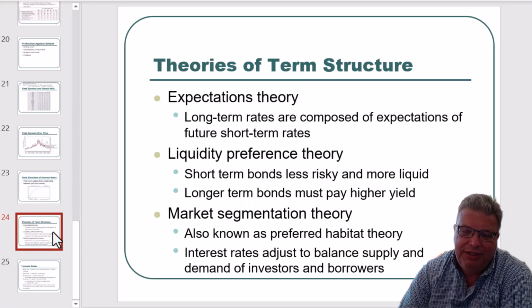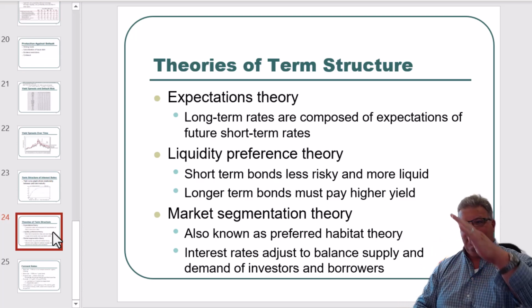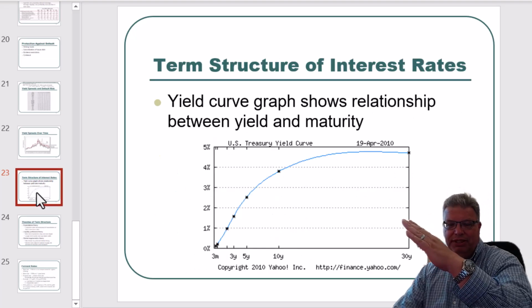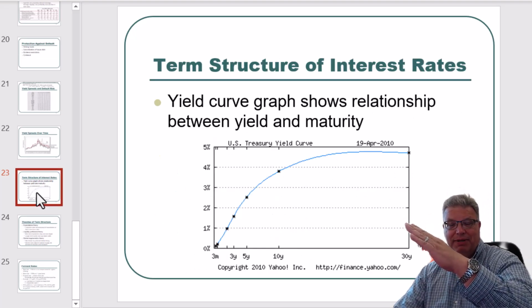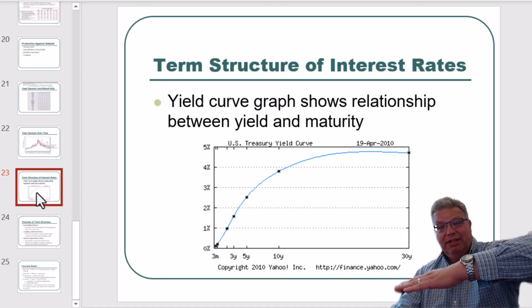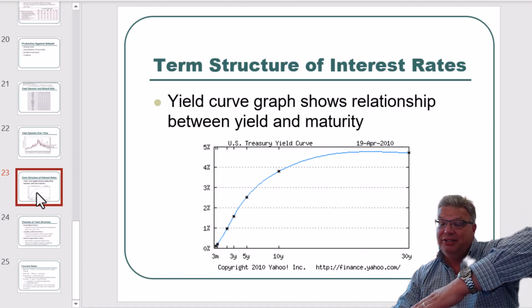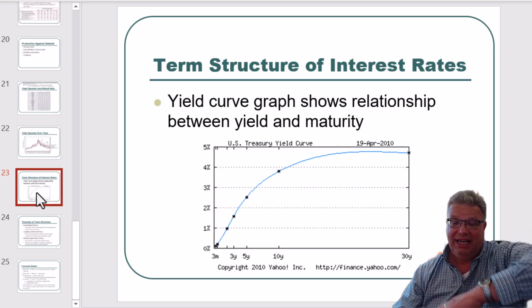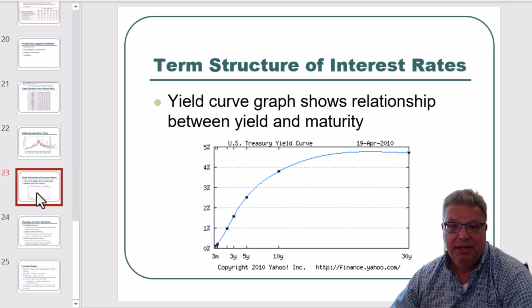There's a couple of theories about the shape of this yield curve. And it turns out, sometimes it's like that, like what we just saw. This is called an upward sloping yield curve. But sometimes, depending on the economic environment, we'll have a downward sloping yield curve. We had a little bit of that over the last couple of years when short-term interest rates were really high, higher than long-term interest rates.